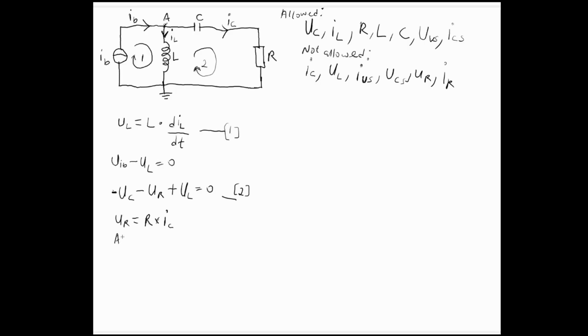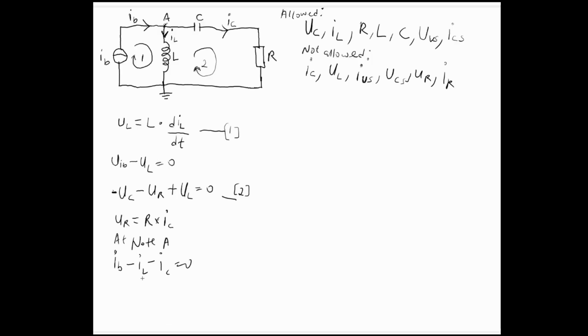At node A, the current from the current source. I like current coming into a node to be positive and current leaving to be negative because it's intuitive for me to see it that way. Anything coming into somewhere is positive, while something leaving is negative. So the current of the current source minus the current of the inductor minus the current of the capacitor is equal to 0.